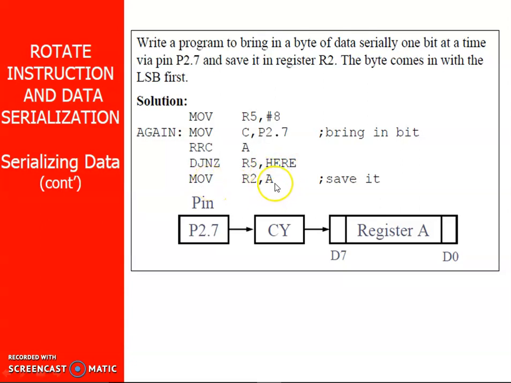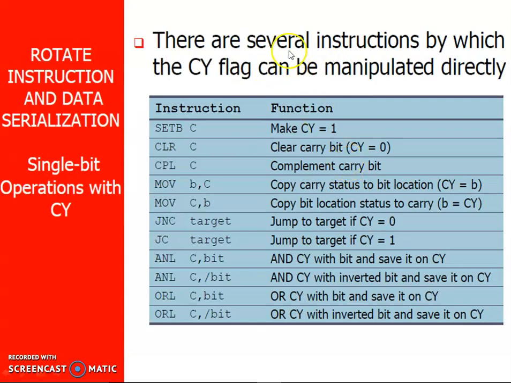Then move the content of the accumulator into R2, because in the question it is mentioned to save it in register R2. There are several instructions by which the CY flag can be manipulated directly. Already we have seen this in the previous chapters and sections.